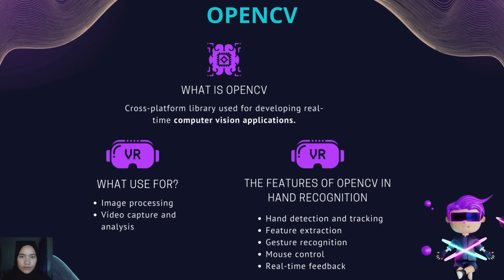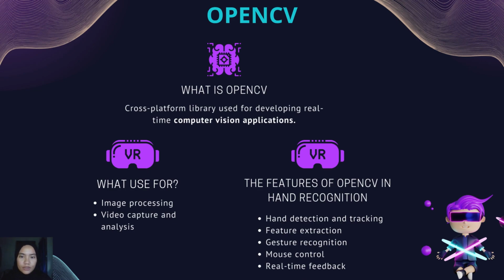Okay, right now I'll go through about OpenCV. What is OpenCV? OpenCV is a cross-platform library used for developing real-time computer vision applications. It mainly focuses on image processing, video capture and analysis, including features like face detection and object detection. In our project, it is hand detection.